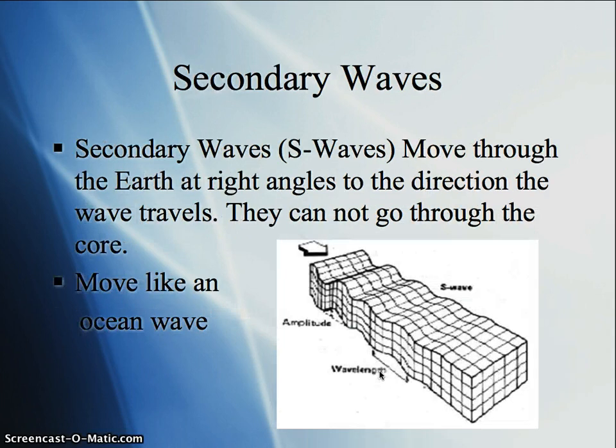The secondary wave, or S wave, moves at a right angle to the direction of motion, so it goes up and down like an ocean wave. These cannot go through the core.